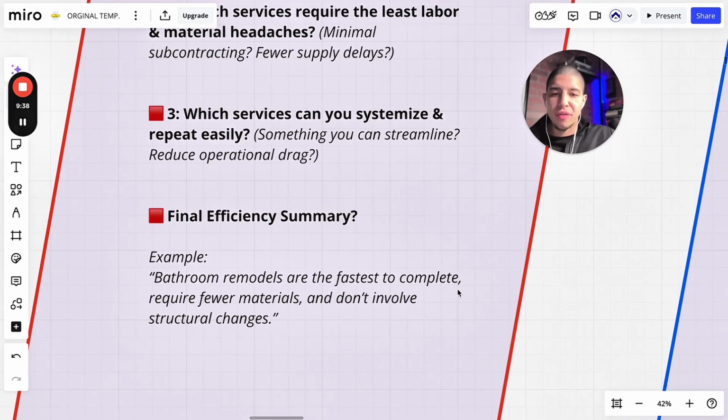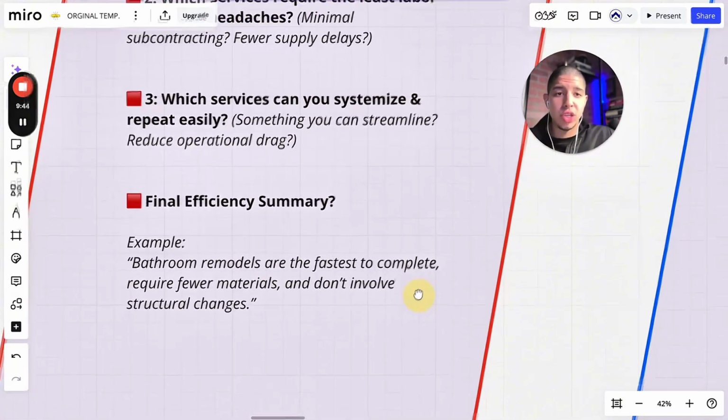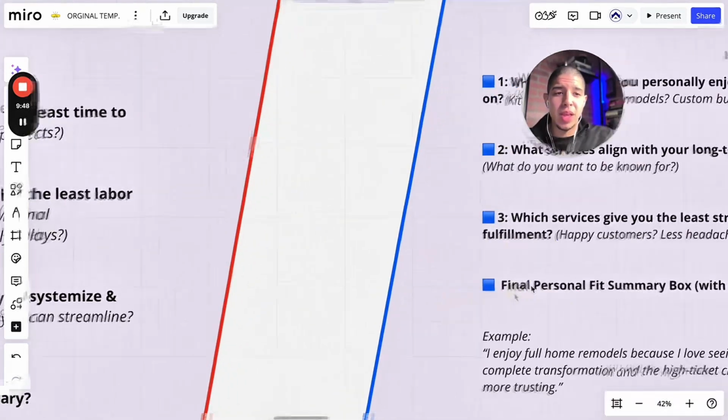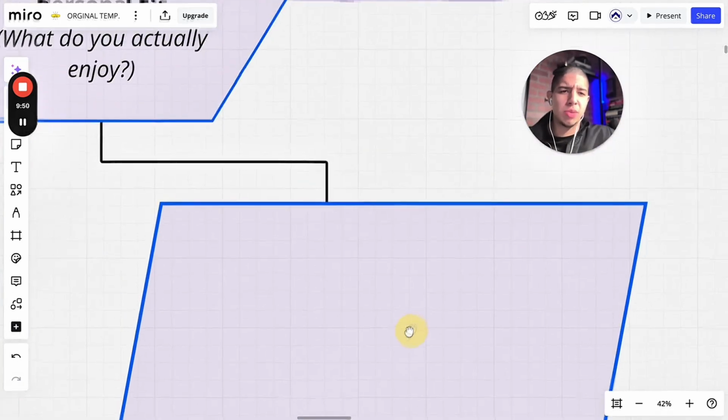Bathroom remodels are the fastest to complete, require fewer materials and don't involve structural changes. You don't have to be pulling permits. Depending on what state you're in, that's a headache right there, right? And a little side note, if you didn't know this, you can actually pull permits with the homeowner.